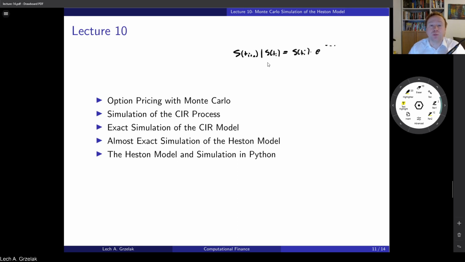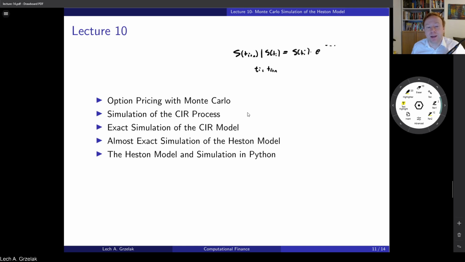This representation allows us to perform any size time steps between two consecutive times. So we can choose time T_i and also T_i+1, and they can be anywhere on the grid. And as long as we use the exact representation, we can perform sampling without any loss of generality. In lecture 10, we also discussed this kind of aspects. However, we are not able to perform this kind of exact simulation of the Heston model. We did it in terms of almost exact simulation.